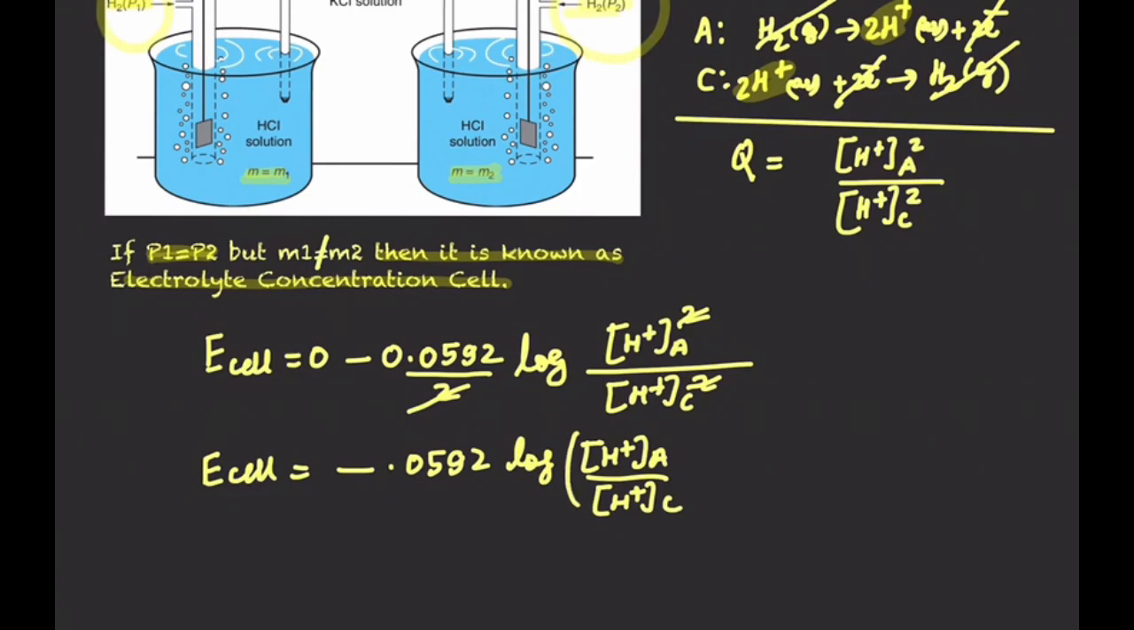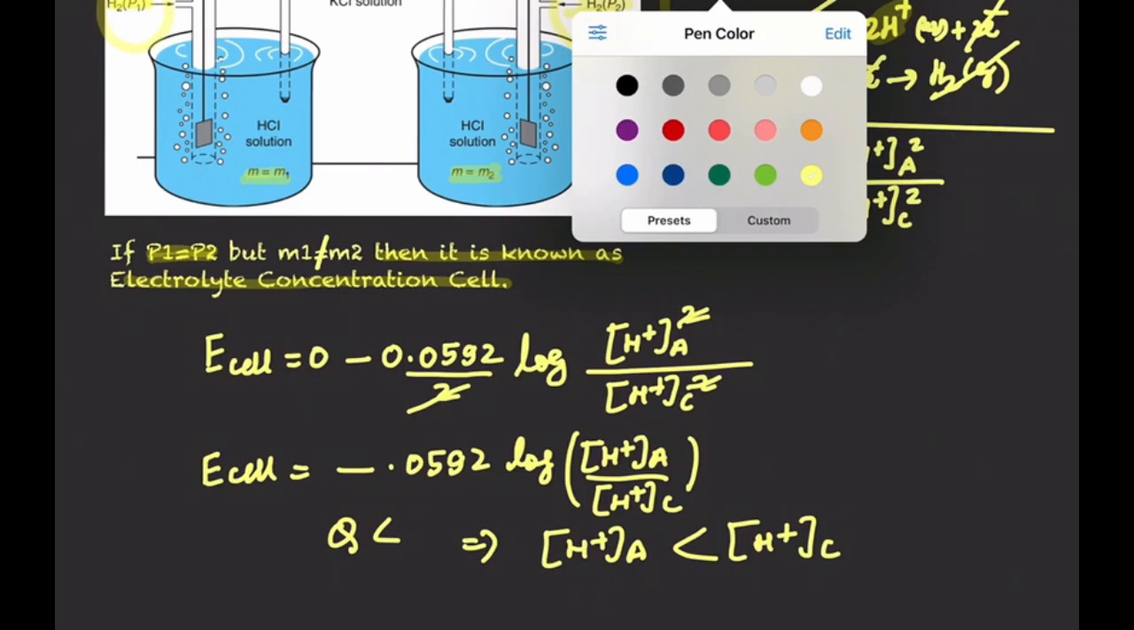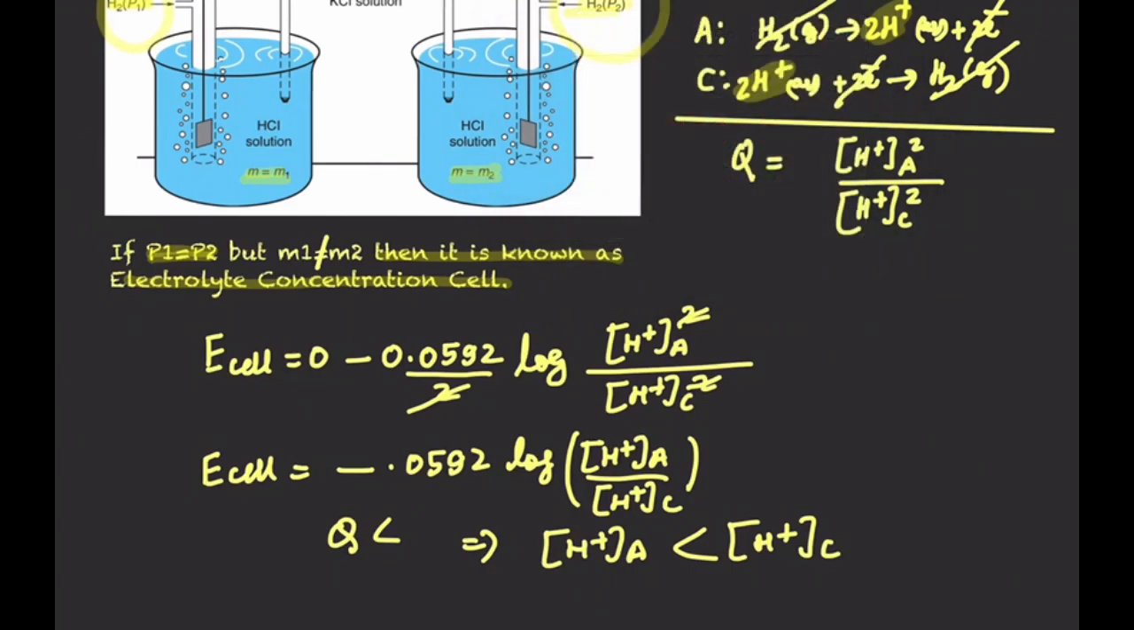Since this cell is spontaneous when the reaction quotient is less than 1, we can say that when the concentration of H plus ion in anodic compartment is less than the concentration of H plus ion in cathodic compartment, then the cell will be spontaneous. So during the working of the cell, what will happen? At anode, oxidation will take place. Due to oxidation, the concentration of H plus ion will increase with time. At cathode, H plus will be consumed, so the concentration of H plus ion will decrease with time.